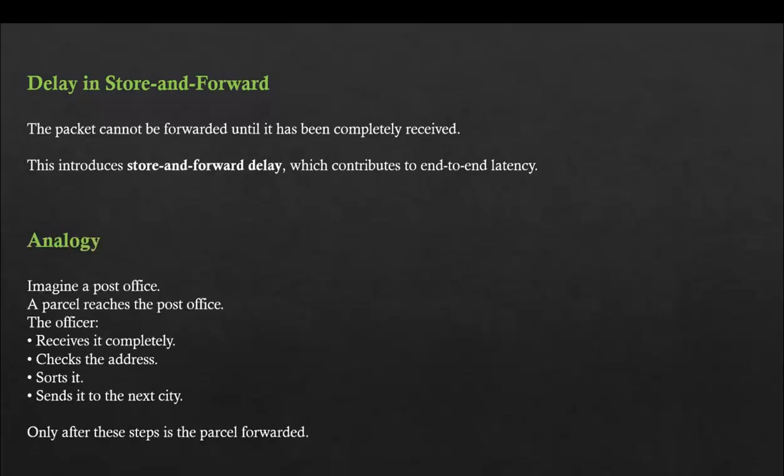To understand this store and forward network better, let us talk about an analogy of a post office. Imagine a post office where a parcel is being received. The officer receives it completely, checks for the destination address, sorts it, and then sends it to the next city. Yes, so all these steps will be repeated even at intermediate post offices. So this is nothing but a typical example for a store and forward network.